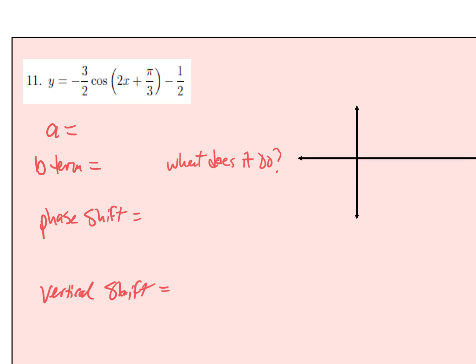Okay, hint, it can't have a negative amplitude. Now, what's the amplitude? Yes. The amplitude is just the number in the front, but you can't have negatives. So technically, it's the absolute value of the number in the front.